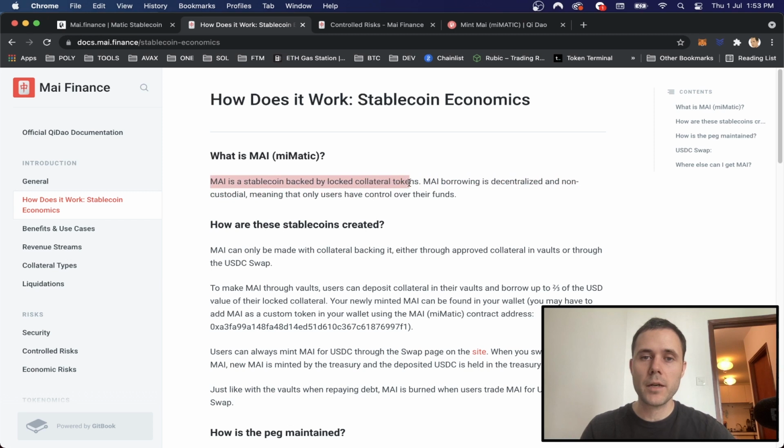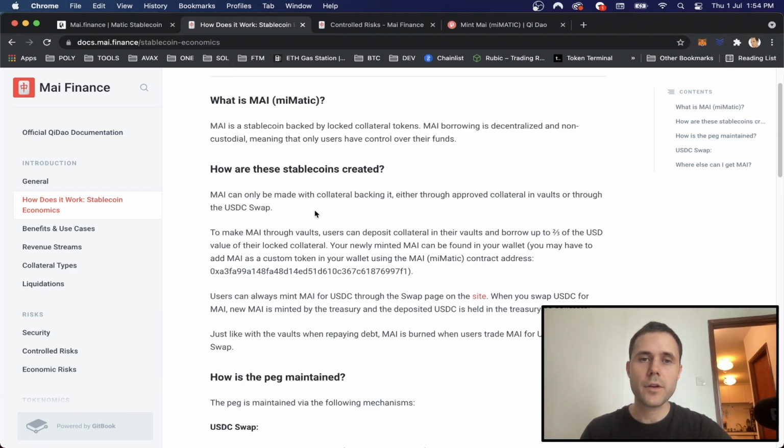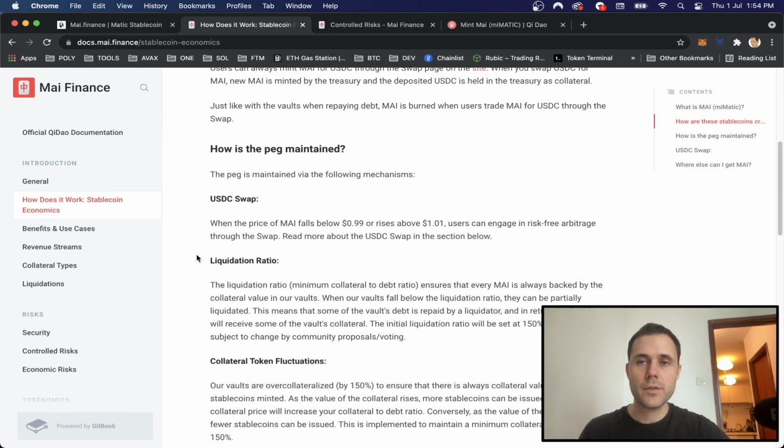So Mai is a stablecoin backed by locked collateral tokens. These tokens are over collateralized. So what that means is the collateral is more than the stablecoin. So there is more Matic being held in the vaults than there is minted stablecoin. This is a really key important point for the confidence of the stablecoin remaining at the peg. So how are these stablecoins created? So basically what you do is you deposit Matic in a vault, which we are going to go over next, and then you can mint the Mai, in a nutshell basically. So over to the important part.